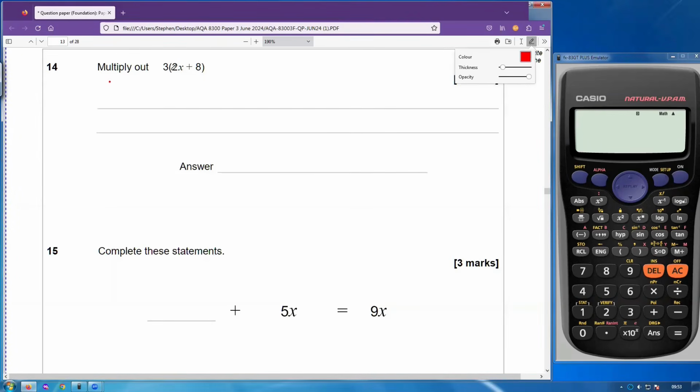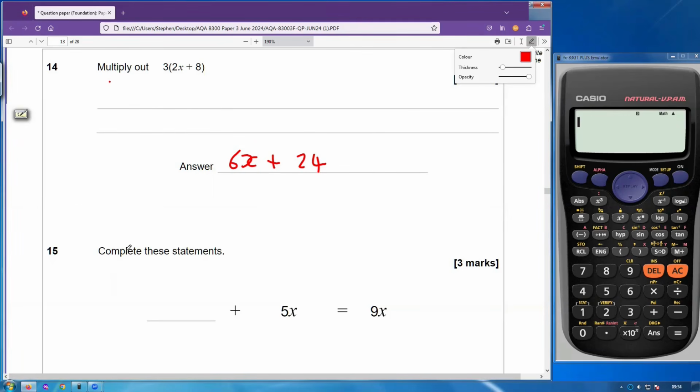Multiply out 3, open bracket, 2x plus 8. Okay. Well, that's going to be 3 times, the way I like to do this, I go 3 times 2 is 6. So my answer is 6x. And then 3 times the 8, 3 8s are 24. And that's it.